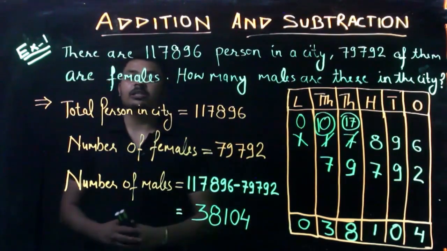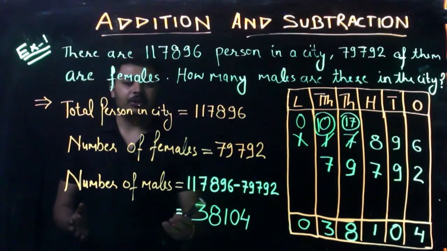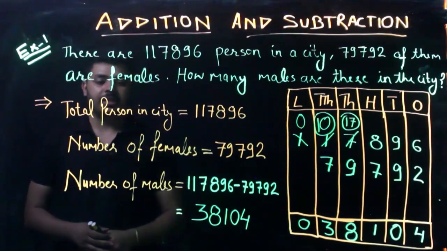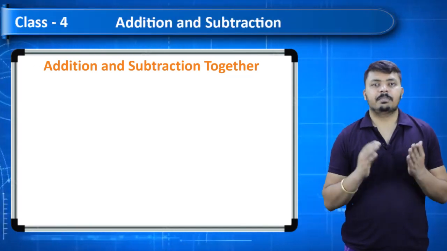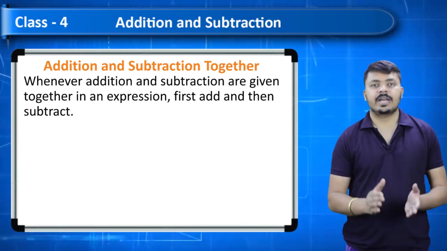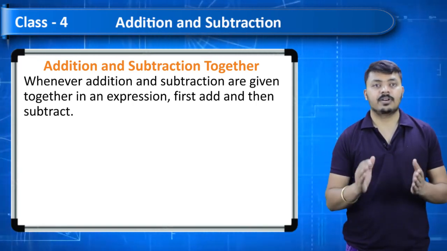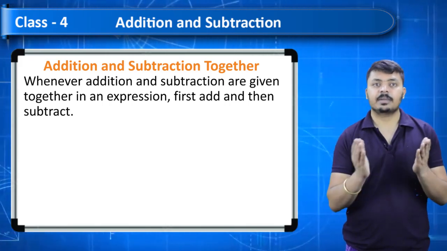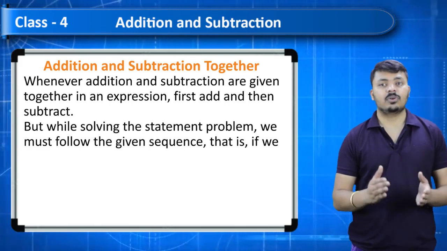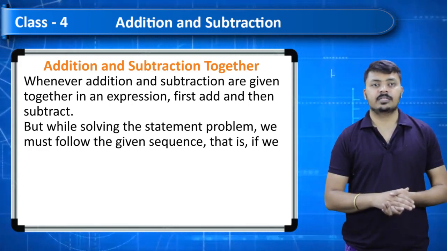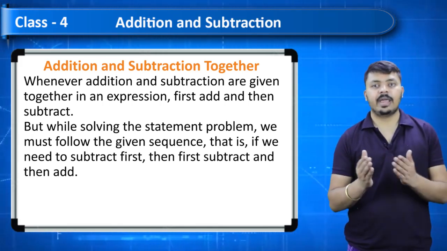I hope students you have understood how to calculate the number of males when we are given the total number of persons in the city and the number of females. Addition and subtraction together. Whenever addition and subtraction are given together in an expression, first add and then subtract. But while solving a statement problem, we must follow the given sequence. That is, if we need to subtract first, then first subtract and then add.